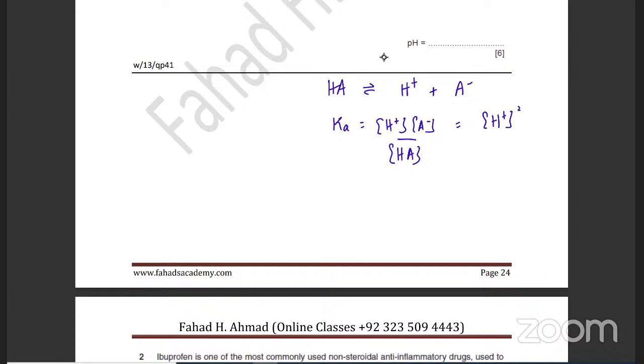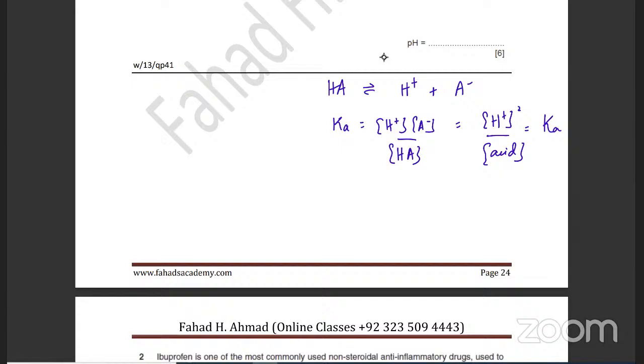H+1 squared. Sir, इसमें कोई question है related to mass spectrometry? नहीं, इसमें तो नहीं होगा. वो भी बाद में करते हैं, पहले ये तो कर लेना. हाँ सर, वो बाद में करा दो.